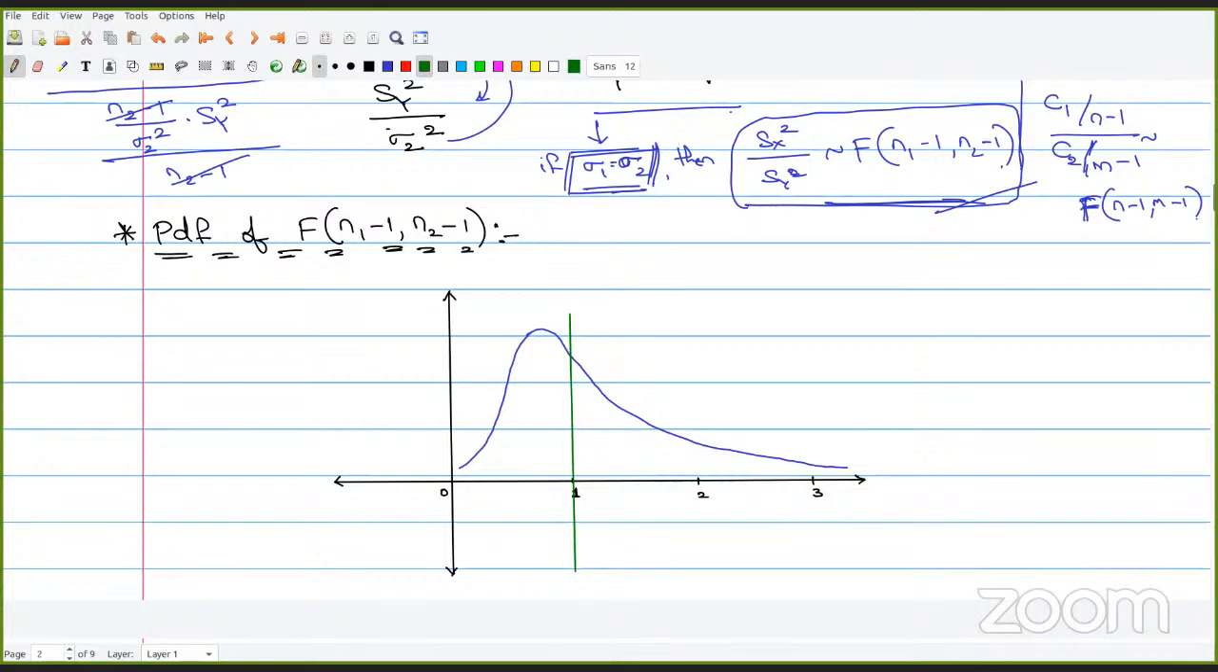This, with the same distribution, but the mean is actually shifted, either to the right side or the left side. That we will get to know.